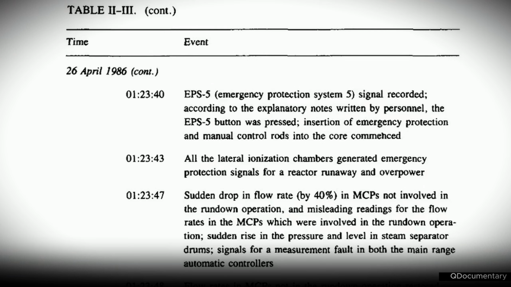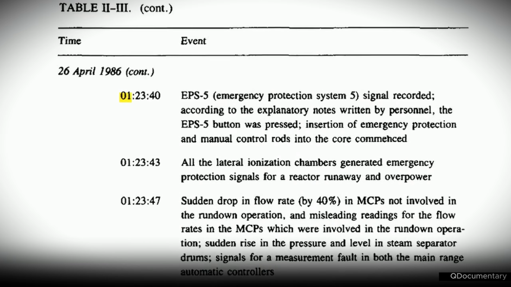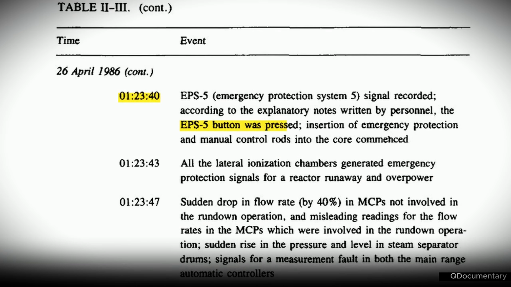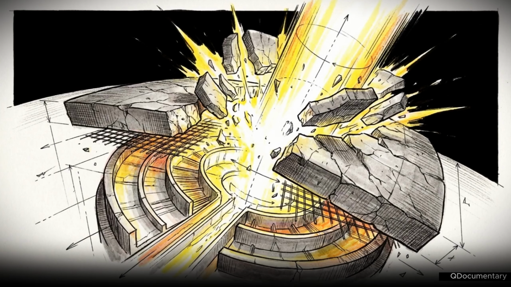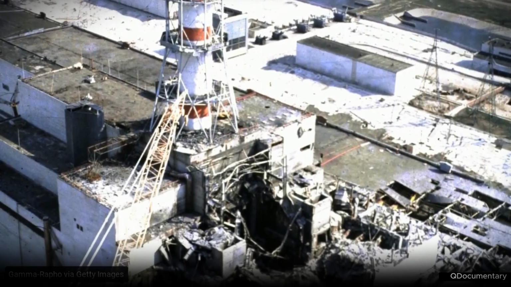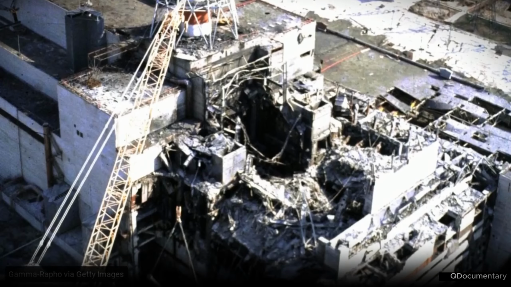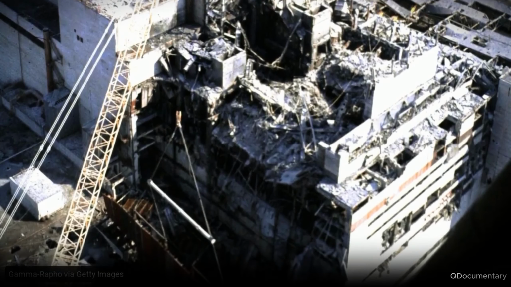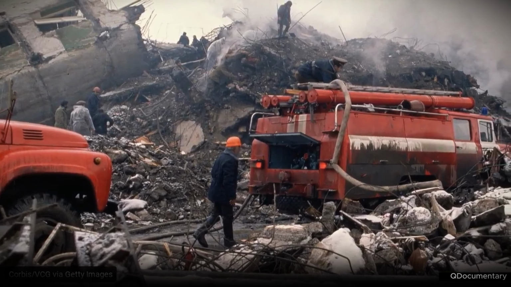This digital printout records the final attempt to regain control. At 01:23:40, the EPS-5 button was pressed, sending the graphite-tipped rods into the surging core. The resulting explosion blew the 1,000-ton upper shield clean off the reactor. As seen in this aerial photograph, the core was exposed to the atmosphere, releasing massive amounts of radioactive material directly into the sky. Local firefighters were immediately dispatched to the site.